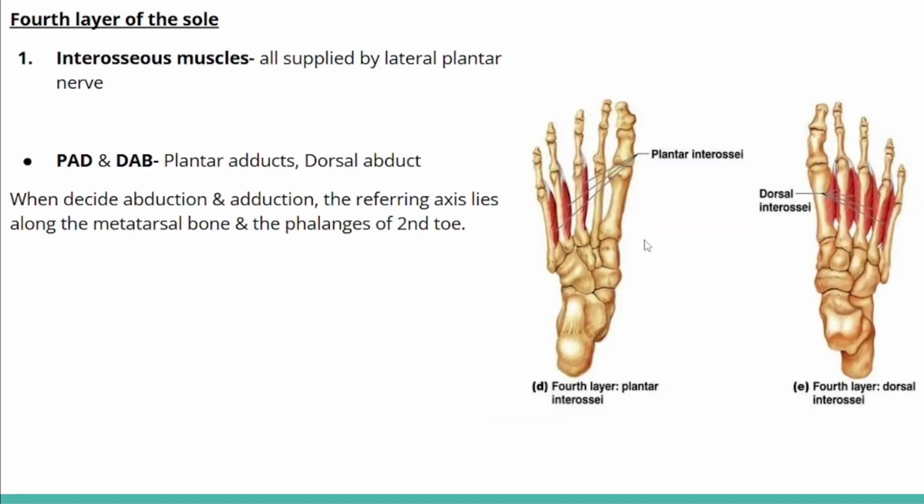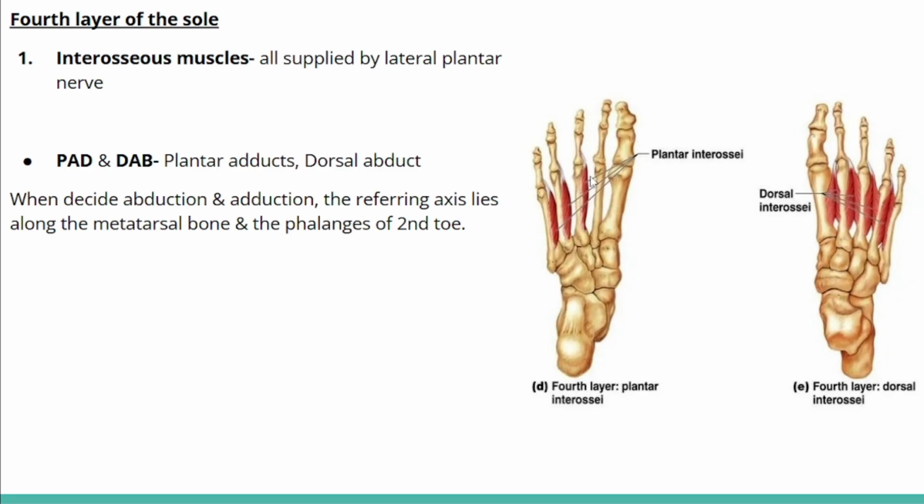Then we'll move on to the fourth layer. This is the deepest layer in the sole. The fourth layer consists of interosseous muscles. It has plantar interossei and dorsal interossei. So plantar interossei, you can remember its function with the mnemonic PAD. It means plantar interossei do adduction. Dorsal interossei DAB. It means dorsal interossei do abduction.